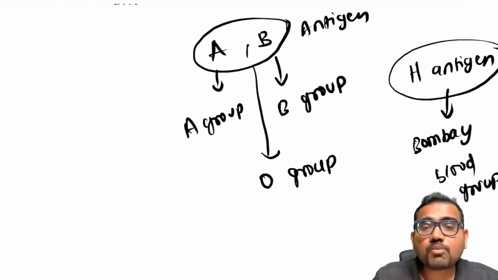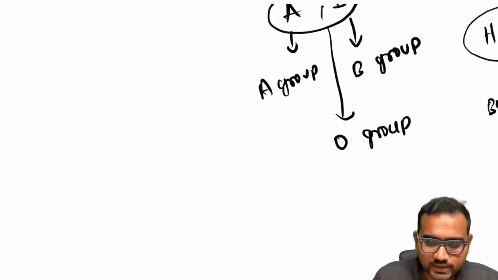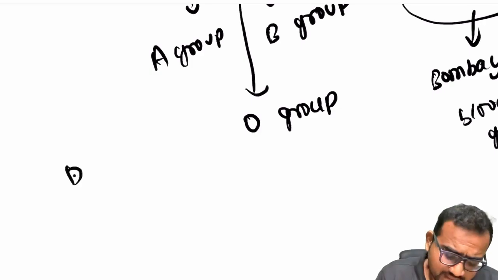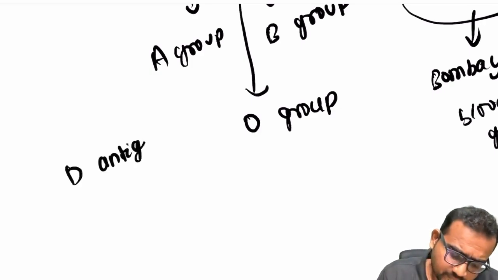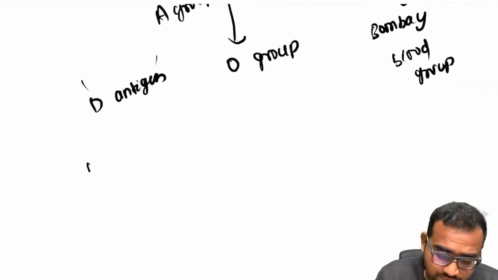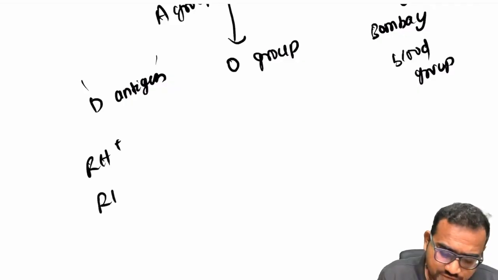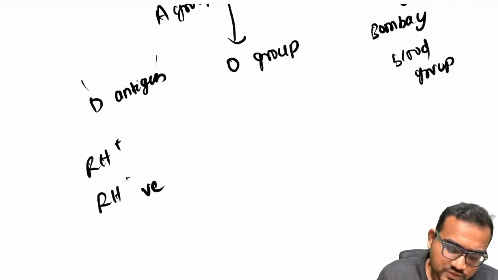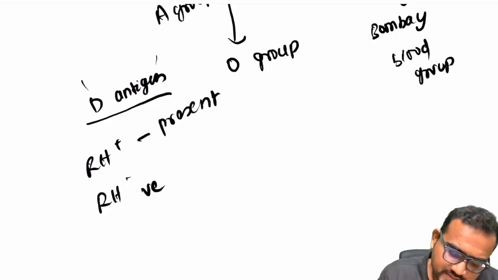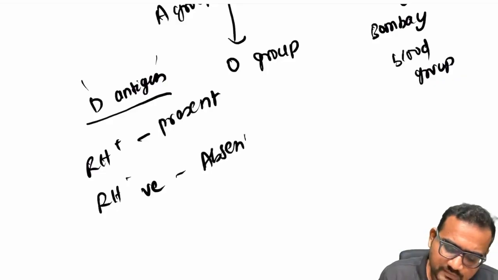That is called as Bombay blood group. Okay. Now, another one small antigen is present. We all heard of it: D antigen, which symbolizes whether the patient is Rh positive or Rh negative. So if the D antigen is present it is Rh positive. If it is absent, it is Rh negative.